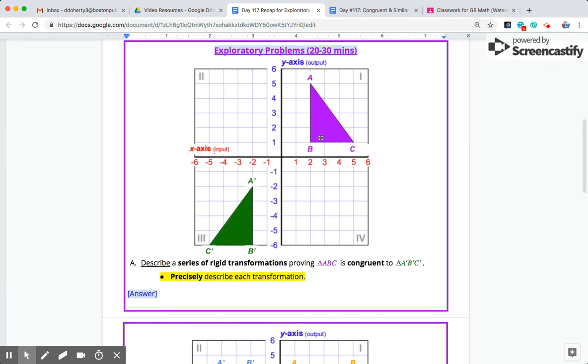The challenge today is it's going to take a series, which means a couple of steps or two different transformations, to get from purple to green. The main thing we're going to have to see here is what we're going to have to do to get triangle ABC's orientation, the way in which it points, to be the same as ABC prime, the green one, where it's going to map to.